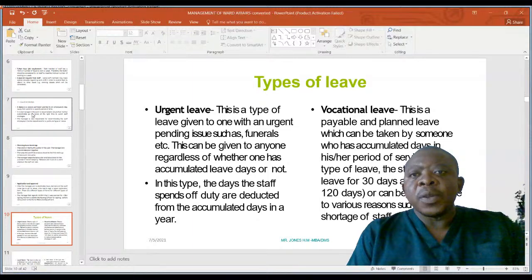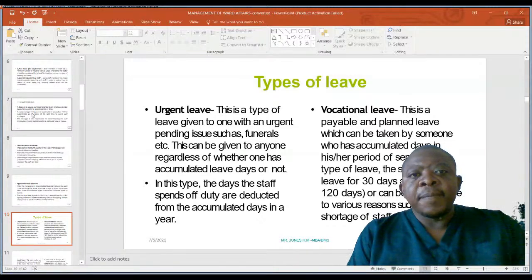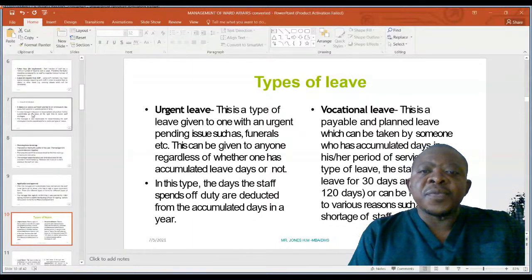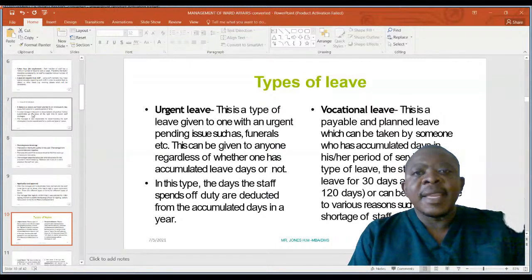Types of leave. There is what they call urgent leave. This is the type of leave given to one with an urgent pending issue such as a funeral. This can be given to anyone regardless of whether one has accumulated leave days or not. In this type, the days the staff spends off duty are deducted from the accumulated days in a year.